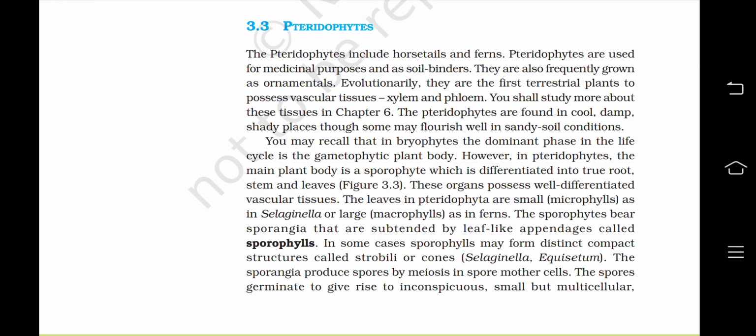This is the third part of Chapter 3 Plant Kingdom, and we are starting off with the pteridophytes. The pteridophytes include horsetails and ferns. Pteridophytes are used for medicinal purposes and soil binders. They're also frequently grown as ornamentals.